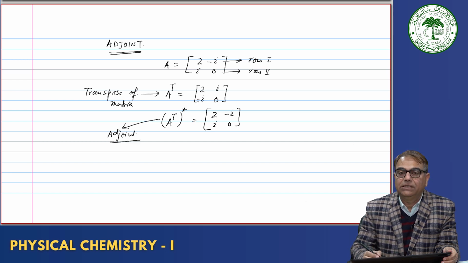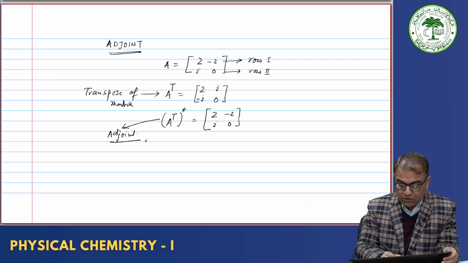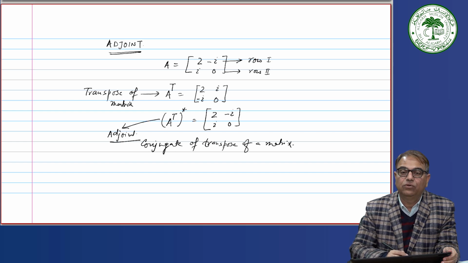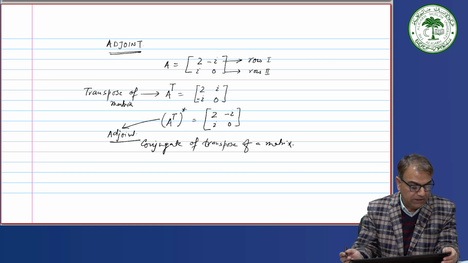So the adjoint is the conjugate of the transpose of a matrix. That I think you have done in your BSc level mathematics. Okay, so that you can easily write.